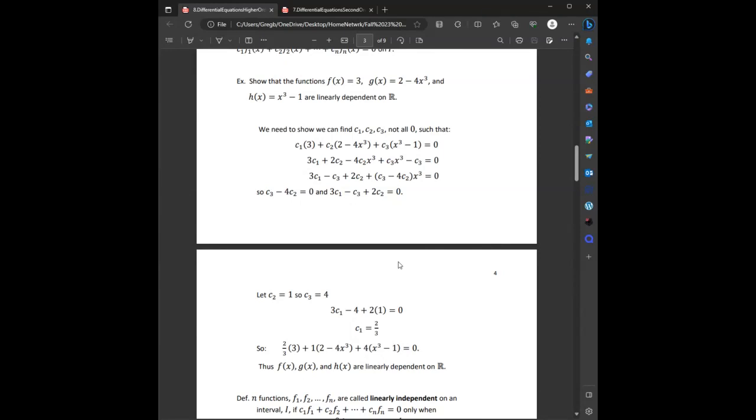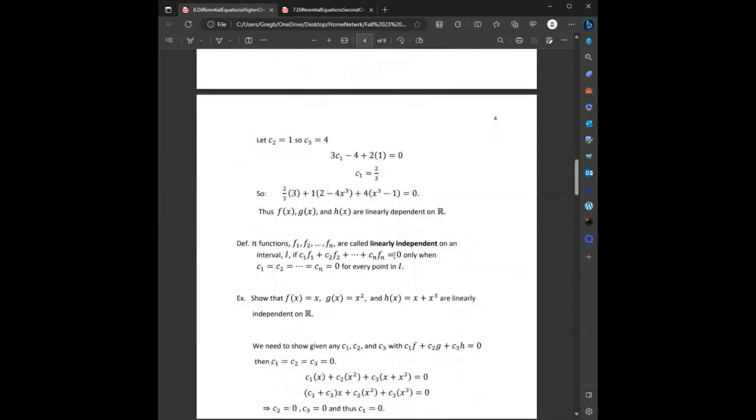We can do that easily by making C2 equal 1 and C3 equal 4, and that satisfies the equation on the left. And then we can find the other one, C1, by plugging those values into the second equation. And because this works, we know that they're linearly dependent on, I guess, the set of real numbers.